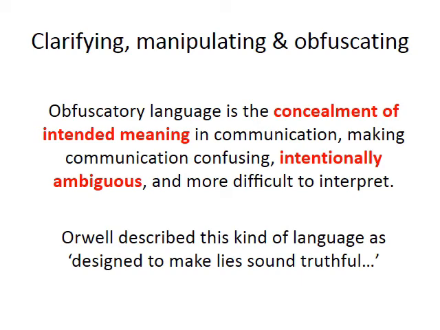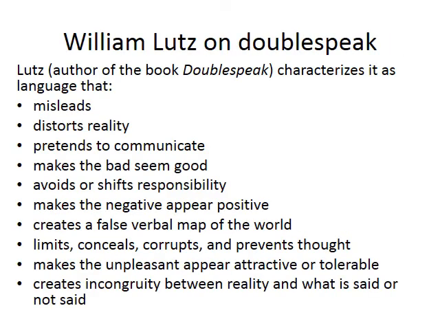Similar to that, we're about to start talking about doublespeak. Language that is obfuscatory is language that conceals the intended meaning. It's deliberately ambiguous and deliberately difficult to interpret. As Orwell says, it's language that is designed to make lies sound truthful. I love that quote: designed to make lies sound truthful. And remember this slide from a guy named William Lutz, who tells us all these things about doublespeak.